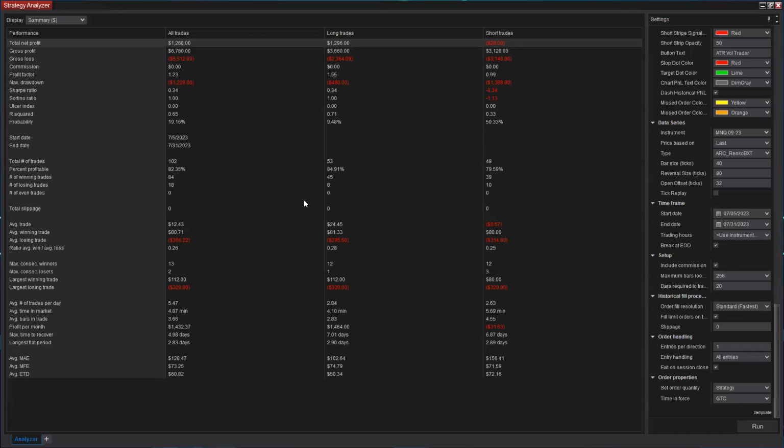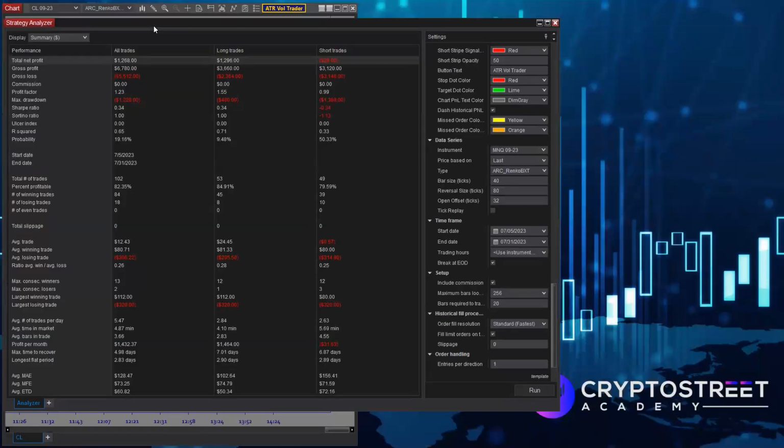Is that going to make you jump up and down, leap for joy? Oh my gosh, what a great setting. I don't know. Decent. $1,200. Yeah, it's nothing to get too excited about. These are the original settings. I did not optimize these.